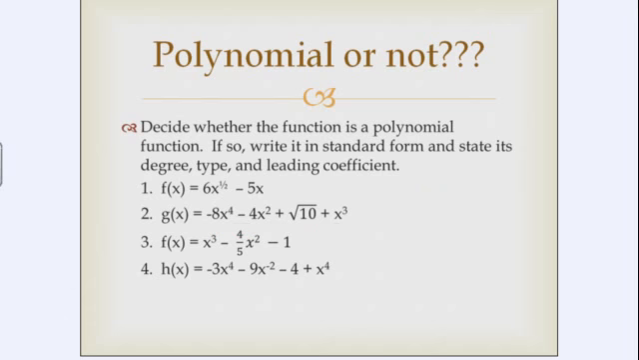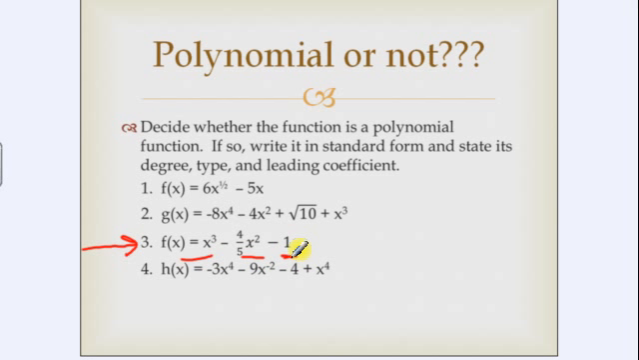Our next function, f of x equals x cubed minus 4/5 x squared minus 1. What do you think? Is it a polynomial or not? It is a polynomial, and it's already written in standard form, starting with the highest exponent, going down to the next, and then the constant. Now notice there's no x term here, and that's okay. I could add plus 0x, and it wouldn't change the value.